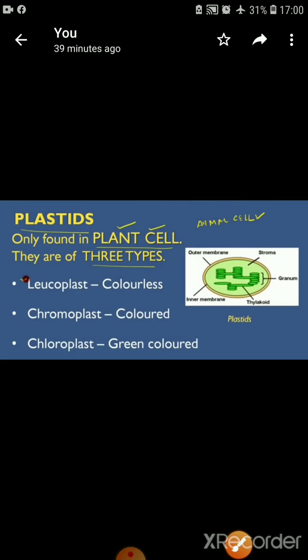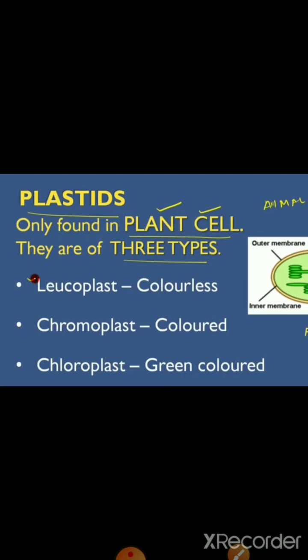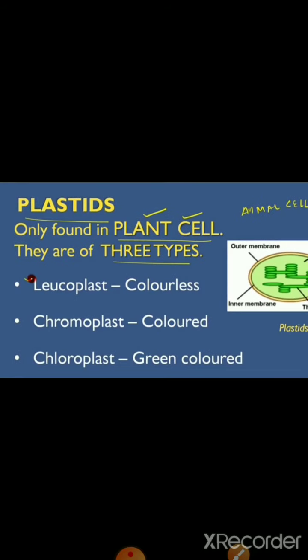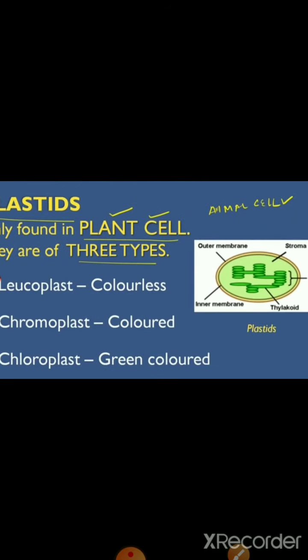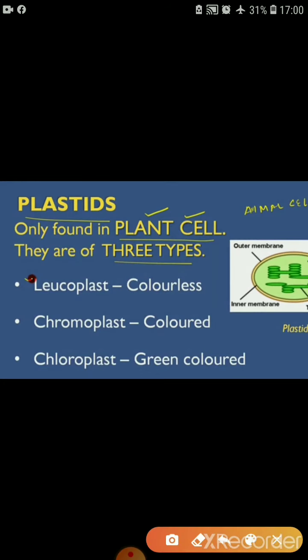Moving further, what are plastids? Plastids are found only in plant cells, as we just talked about. They are absent in animal cells and are seen only in plant cells. And these are mainly of three types. First, leucoplast, which is colorless. Next, chromoplast, which is colored, and third is chloroplast, which is green.